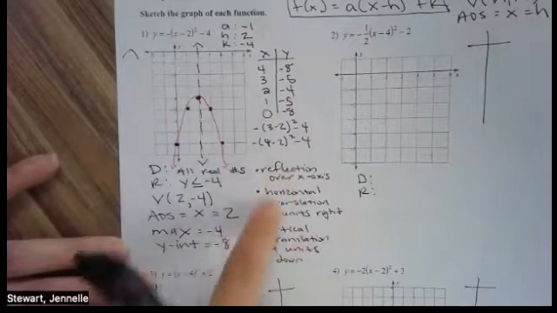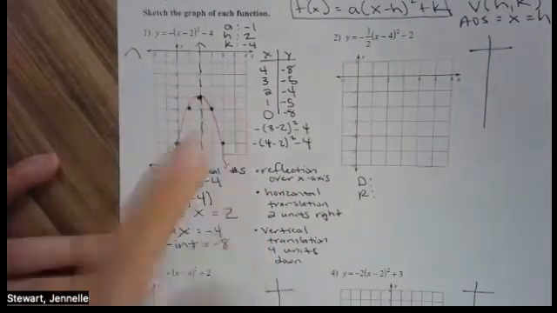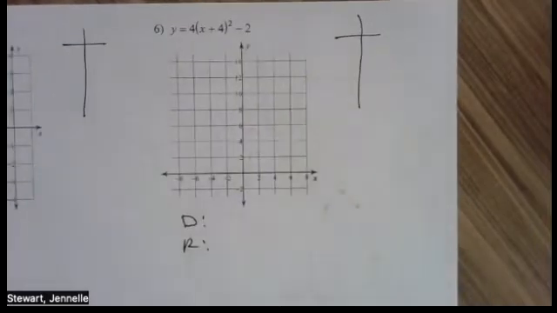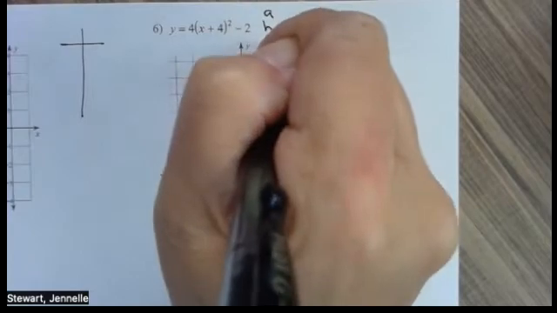This is the completed version with everything on it, including the transformation descriptions. Okay, so we'll start from the beginning. I'm going to do number 6 on the back of this particular worksheet. First thing we want to do is write down what A, H, and K are.